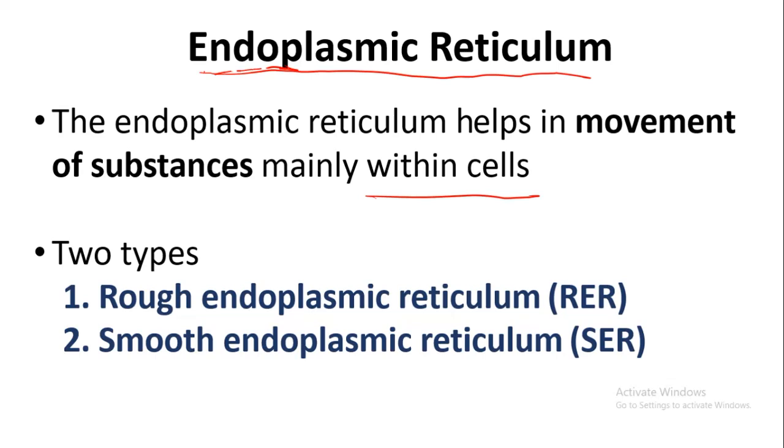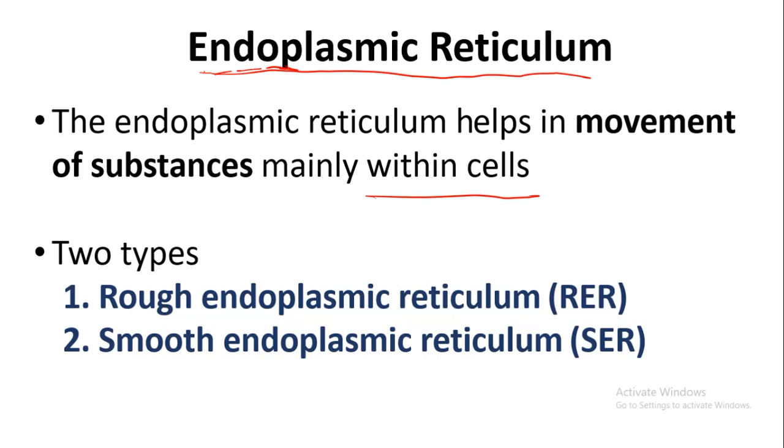Okay, so when you talk of the rough endoplasmic reticulum, this type of endoplasmic reticulum is playing a role in what? Protein synthesis, because of the presence of the ribosomes. Okay, it's playing a role in that. And this guy normally has a lot of what? Fibroblasts.